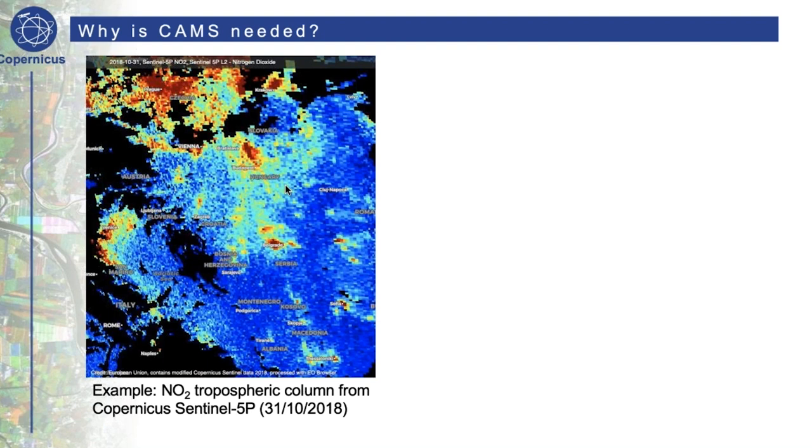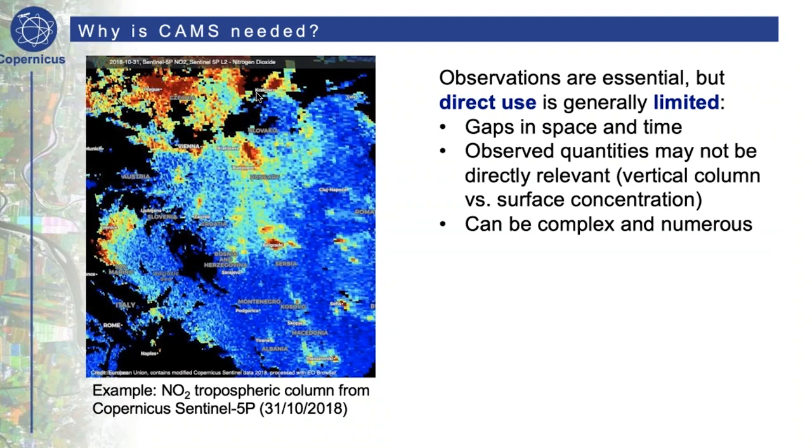This could be due to cloud contamination and the satellite not being able to see the surface. But it could also be due to some artifacts in the observation and in the retrieval, extracting the information on NO2 in those particular pixels. And this is a scene that's looking over Eastern Europe. So these observations are essential and really important. However, to directly make use of them can be quite limited and can be quite challenging.